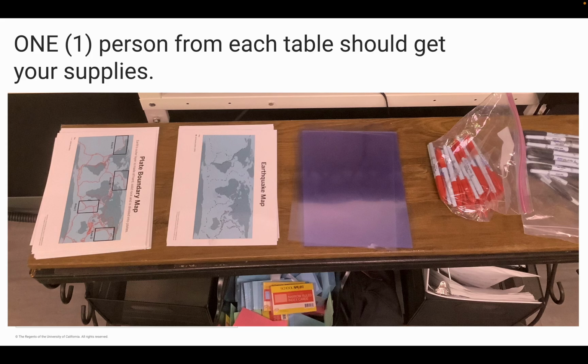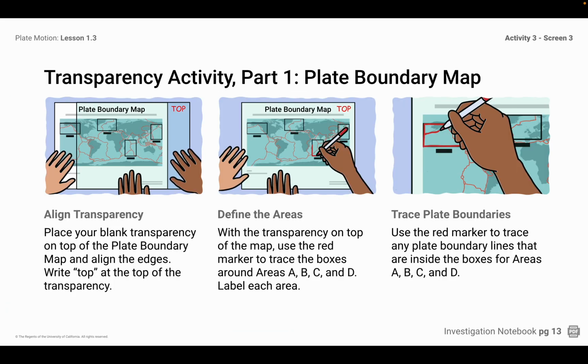Okay, so now you have your supplies. Let's go ahead and get started. Take the plate boundary map and lay that between the two of you. Put the transparency sheet on top of that plate boundary map. And I want you to write the word top on the top right part of the transparency. See in this first picture where it says top? I want you to do that. So use red and write the word top.